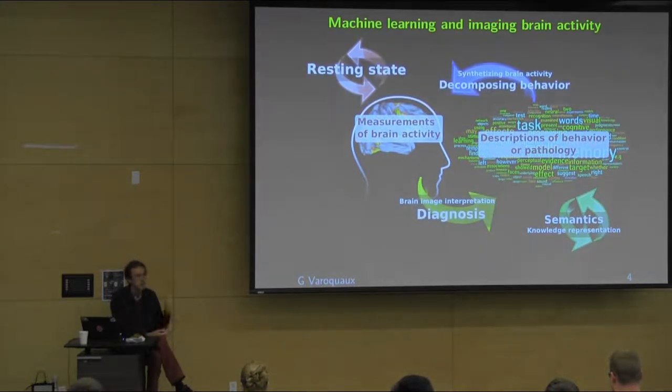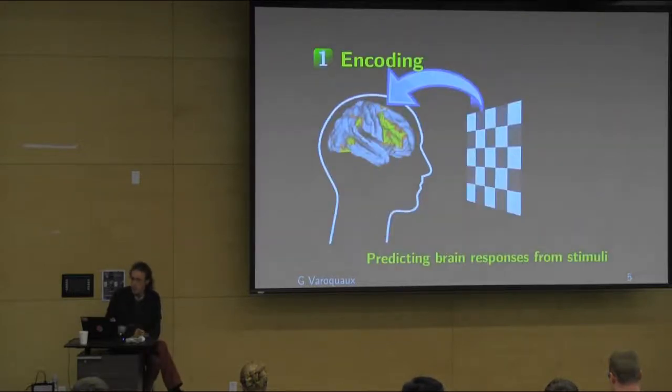Okay, so this is just a small schema of where we could be using machine learning, and I'll be talking about the different steps. And I'll start with encoding models. So what encoding models do is that they predict brain responses from stimuli. That is overall the definition of an encoding model.